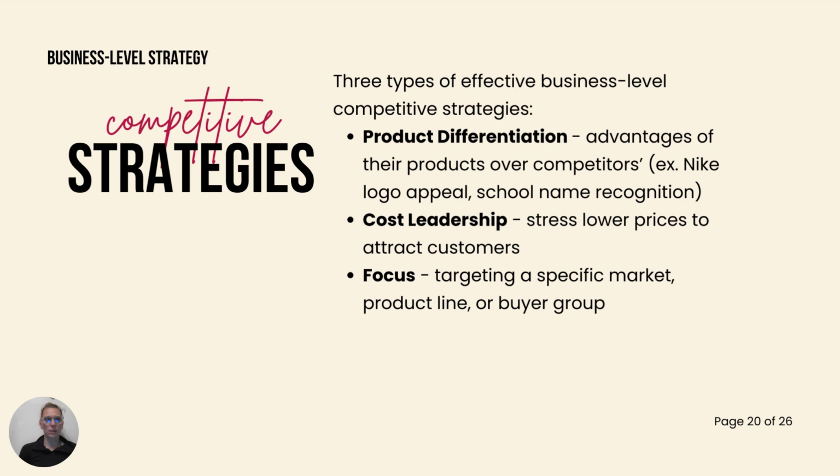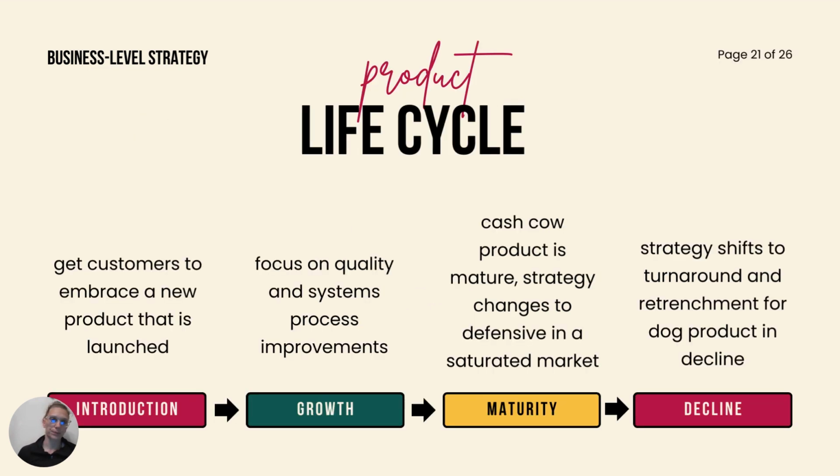Cost leadership, stress lower prices to attract customers. So you'd cut ticket prices so that you'd get more people in. Maybe you attract more people at your games than others, or drop prices on apparel. I don't know. Focus. Targeting a specific market, product line, or buyer group. So just focusing on one line for your school.